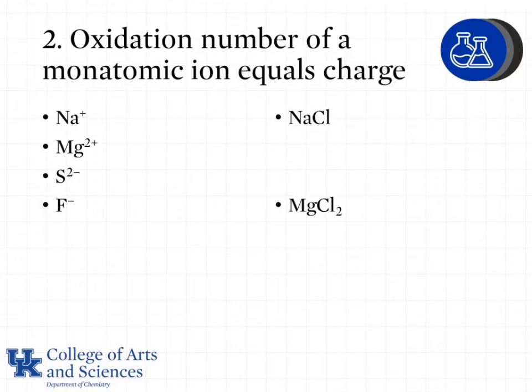The second rule is the oxidation number of a monatomic ion equals its charge. We see some examples of monatomic ions on the left, like Na+, which has an oxidation number of +1, Mg2+, which has an oxidation number of +2, S2-, which has an oxidation number of -2, and F-, which has an oxidation number of -1.